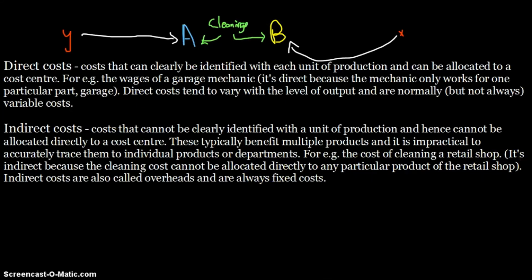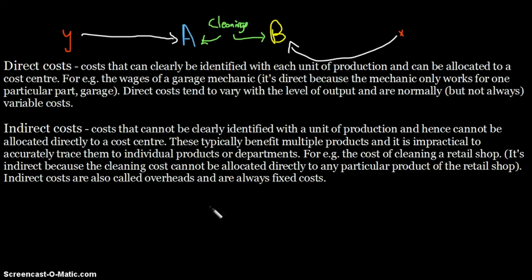So it's indirect because the cleaning cost cannot be allocated directly to any particular product of the retail shop. Indirect costs are also called overheads and are always fixed costs. This point is very important: they are always fixed costs. Direct costs are not always fixed costs, but generally they are variable costs. They are generally variable costs but not always; it could also be semi-variable costs, but indirect costs are always fixed costs. So do keep that in mind.